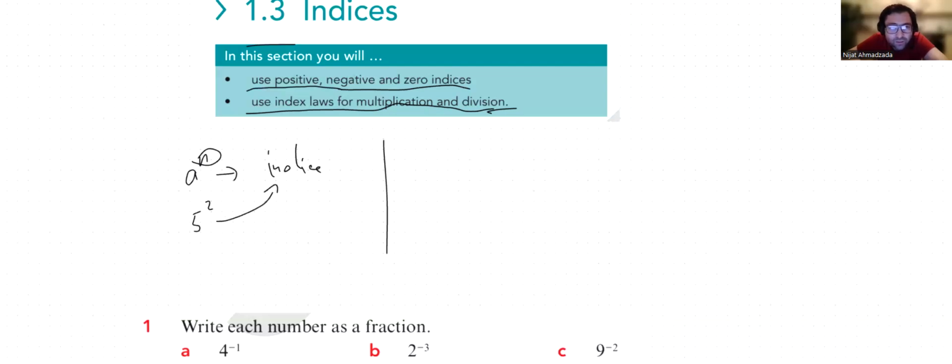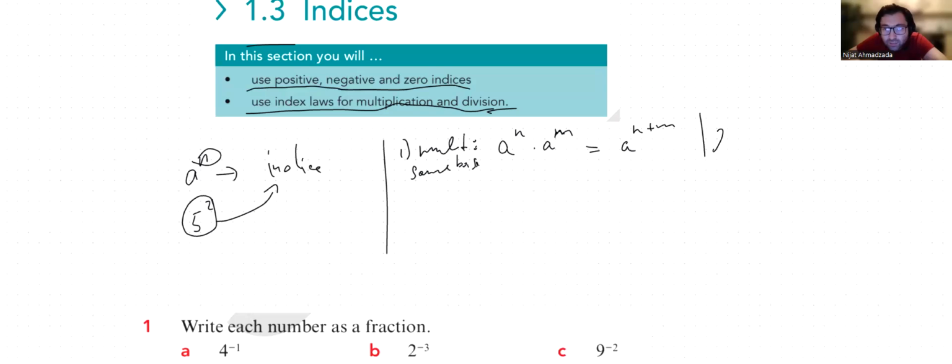The rule one is the multiplication rule. How does the multiplication work? If we have a to the power of n times a to the power of m, for the same base, if our base is the same, then we just add them up. So a to the power of n plus m. The example: 2 to the power of 3 times 2 to the power of 4 will be equal to 2 to the power of 3 plus 4, which is 2 to the power of 7.